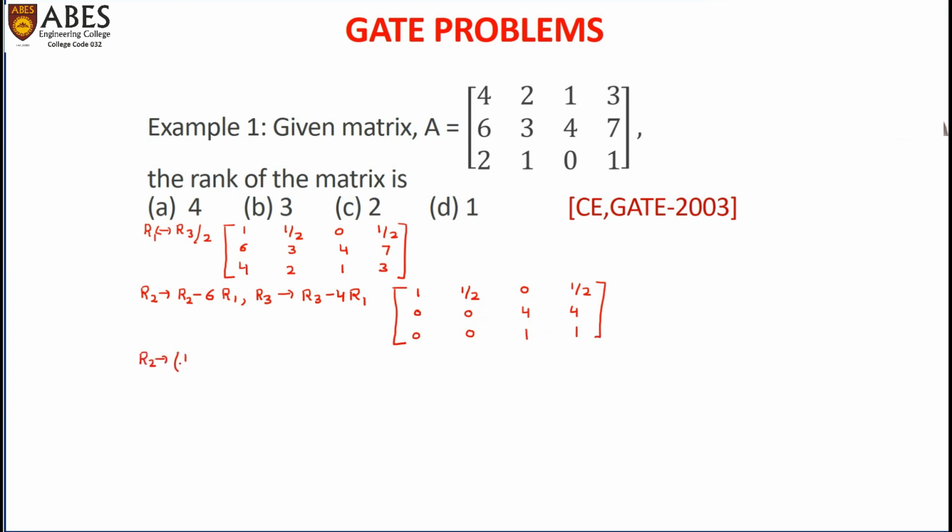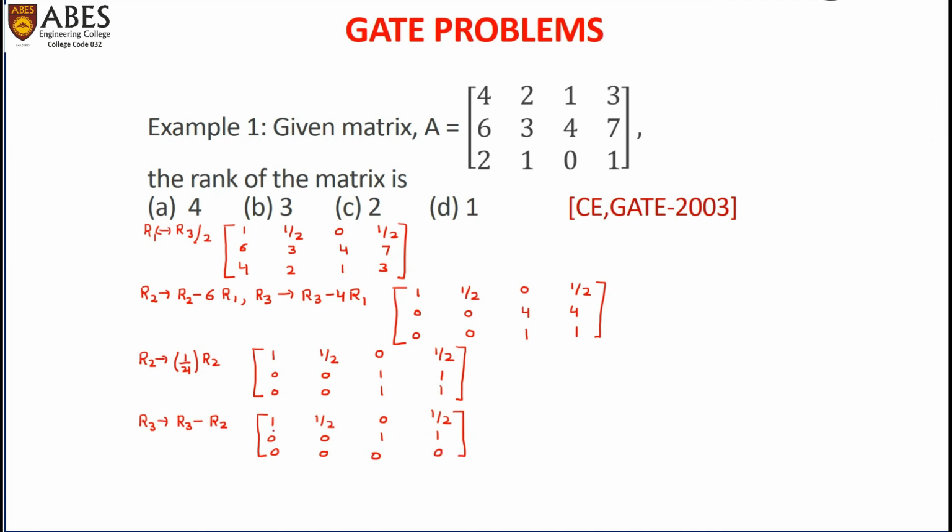Next is R2 replaced by 1 by 4 R2. That is 1, half, 0, half; 0, 0, 1, 1; and 0, 0, 1, 1. Next is the operation R3 minus R2. That is 1, 1 by 2, 0, 1 by 2; 0, 0, 1, 1; and 0, 0, 0, 0. So it is an echelon form. The first non-zero element is 1. Again here the first non-zero element is 1. The second row has 2 zeros, and the third row has 4 zeros, which is a zero row and lies at the bottom. So it is an echelon form.